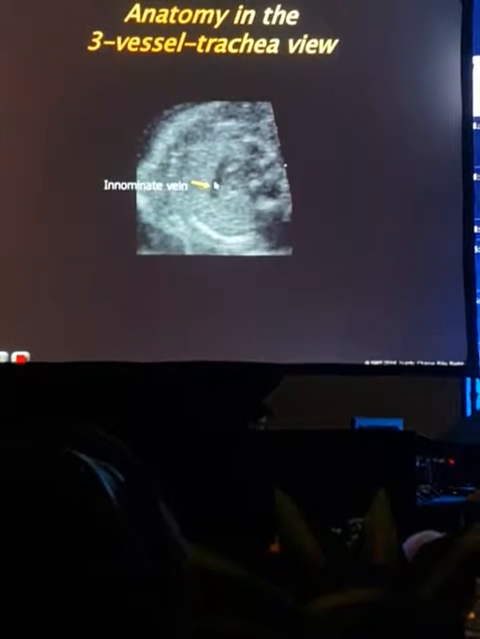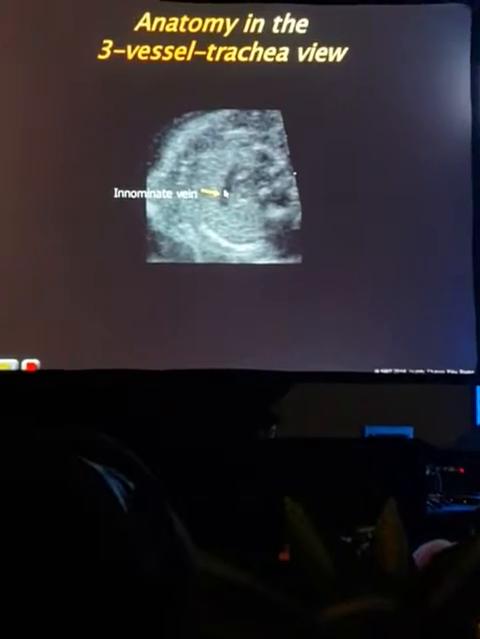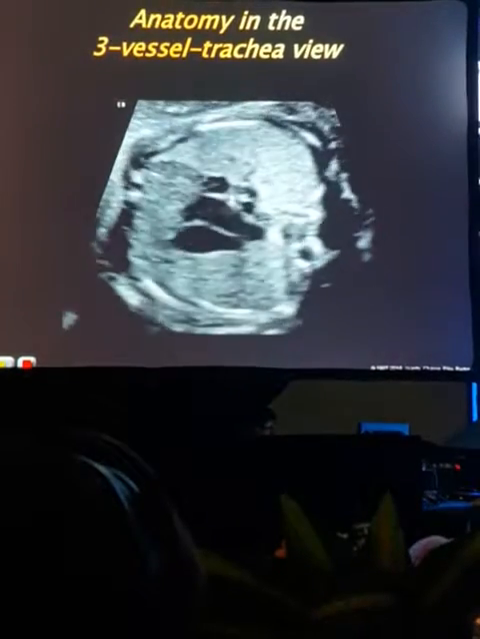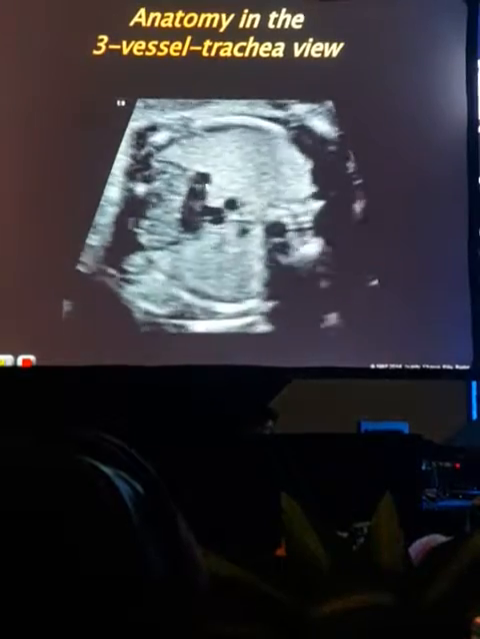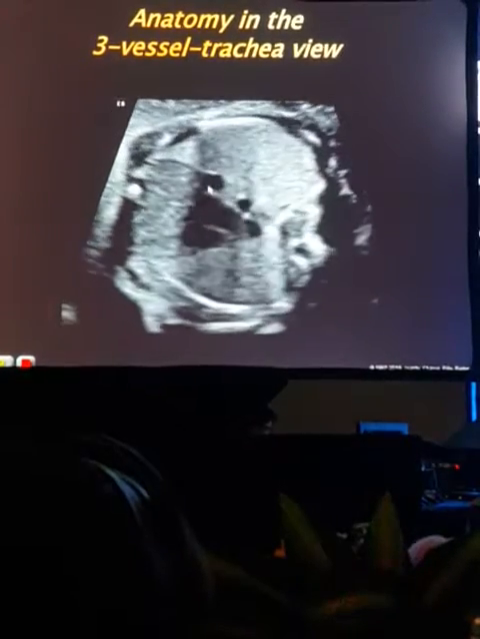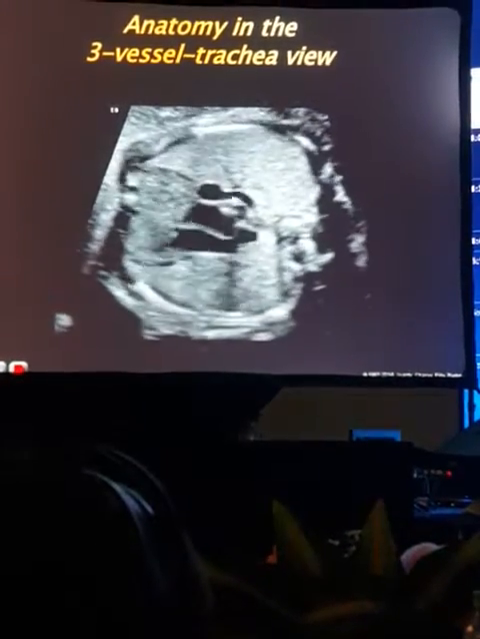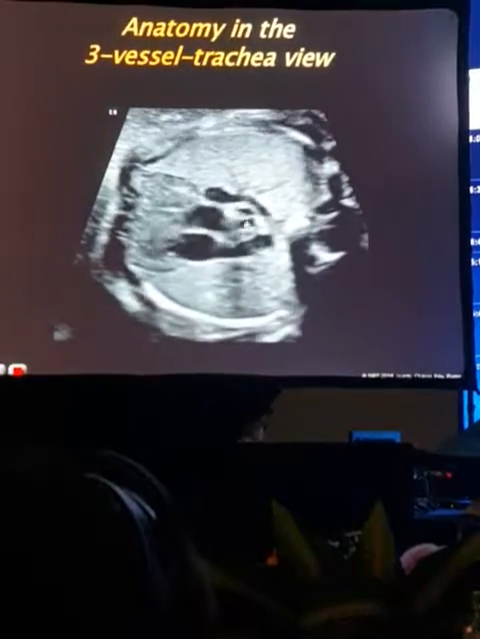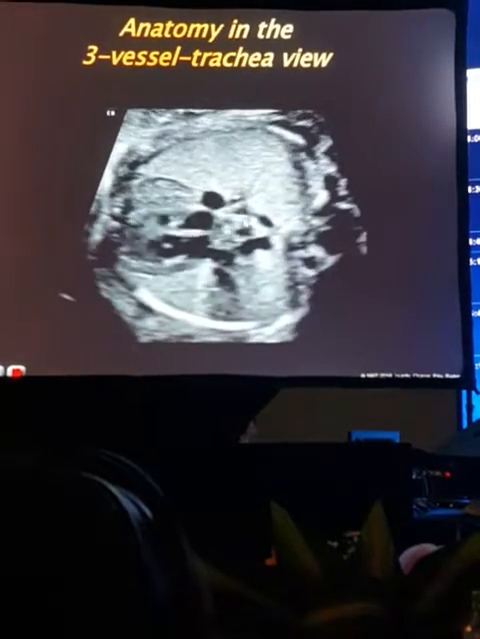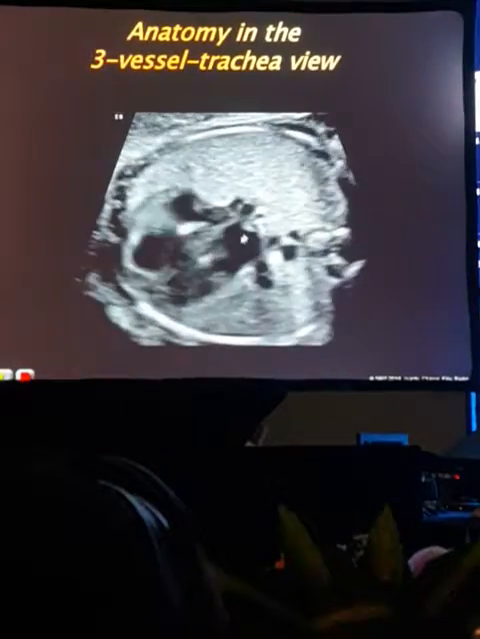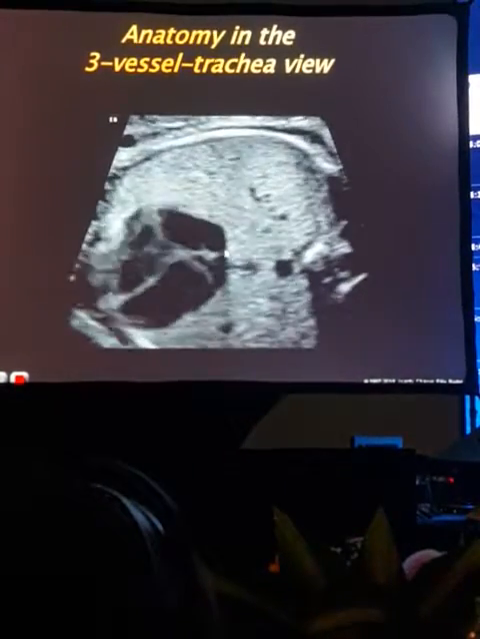More innominate vein means that you're too high in the field of the chest, almost in the field of the neck. So this is the three vessel view. You see the innominate here. You see the superior vena cava with the azygous arch behind. You see the two main stem bronchi here, because once you're below the trachea, you see the main stem bronchi, and this is the normal three vessel view.